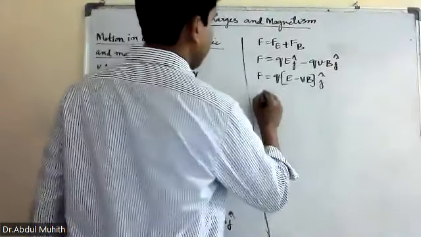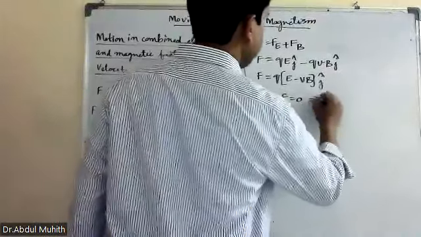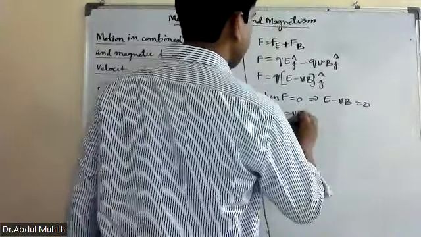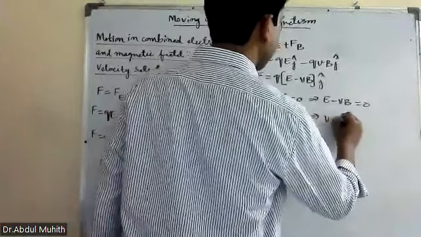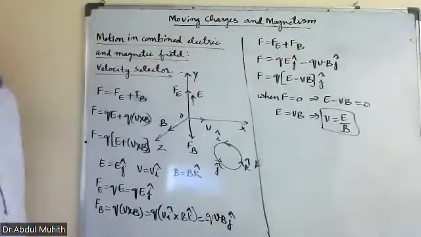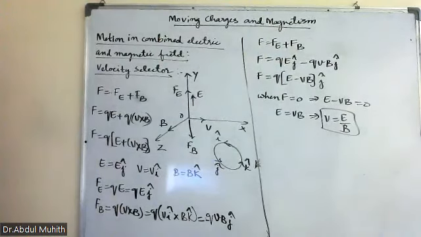So what will happen when F is equal to 0? It implies E minus V B will be equal to 0. So E is equal to V B, and V is equal to E by B. So this is the formula. Clear? This is said to be the velocity selector. Got it? Is that clear? Yes, sir.